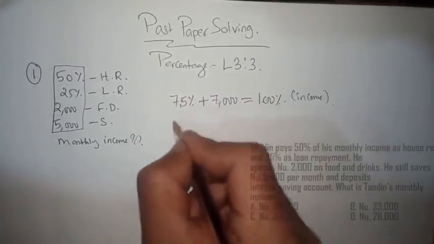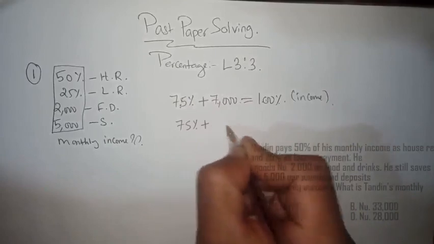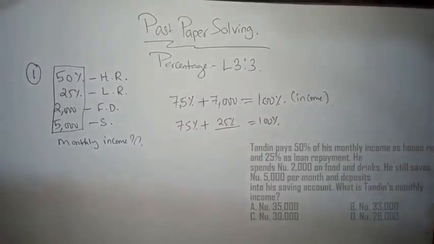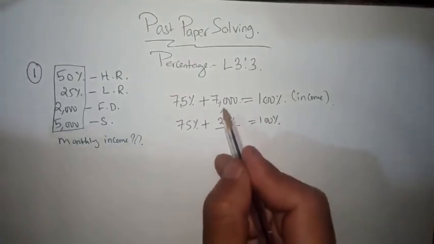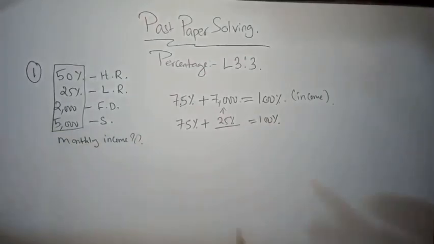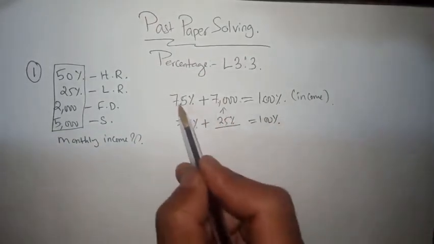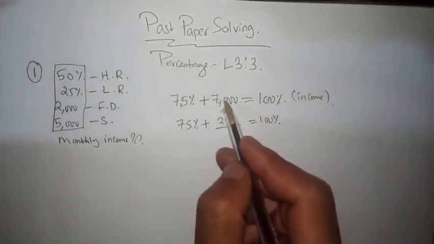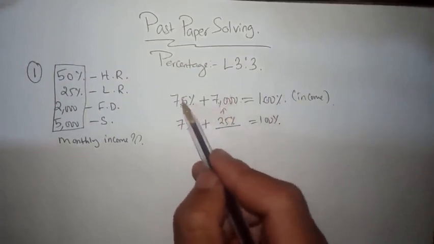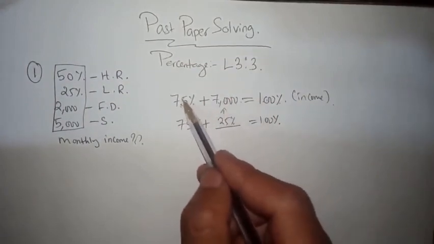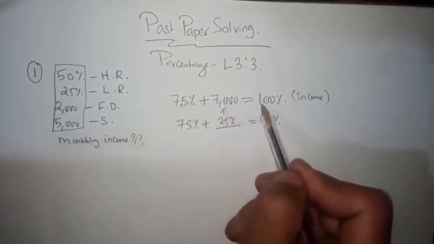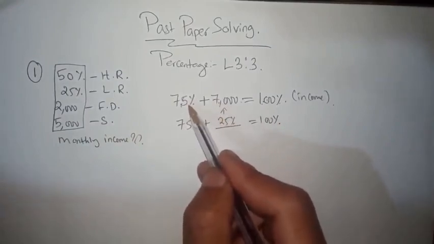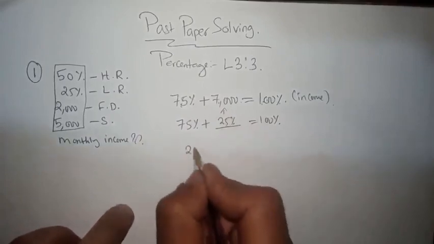So if 75% is what has been spent, the remaining percent added will be 25%, which gives us 100%. So the 7,000 is equivalent to 25%. 75 plus 7,000 equals 100, meaning 75% plus the 7,000 level. So if 7,000 is 25%, then the remaining is 75%.